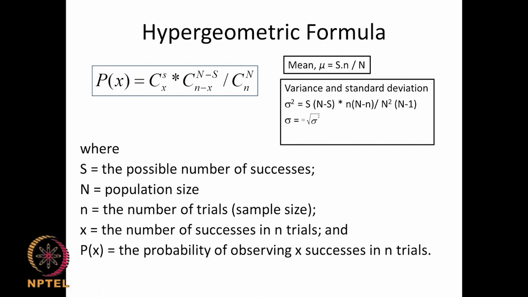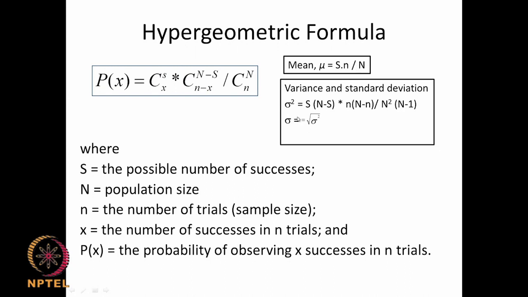So you understand that the capital N, the population, although we call it population, has a finite size, unlike the normal distribution where the population is very, very large. Here the mean mu is given by S n by capital N. S is the possible number of successes, small n is the number of trials, capital N is the population. So n by N is a ratio, and that gives you the mean. Very logical to think about.